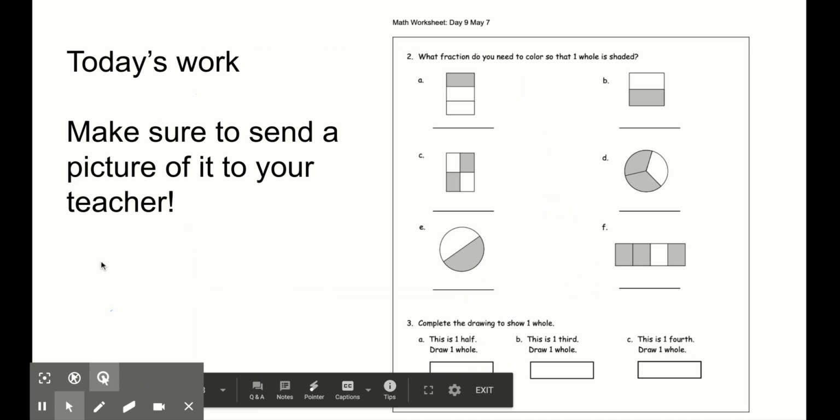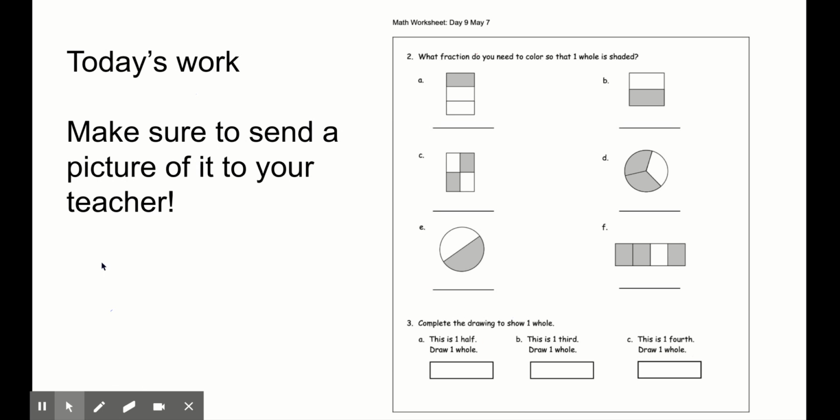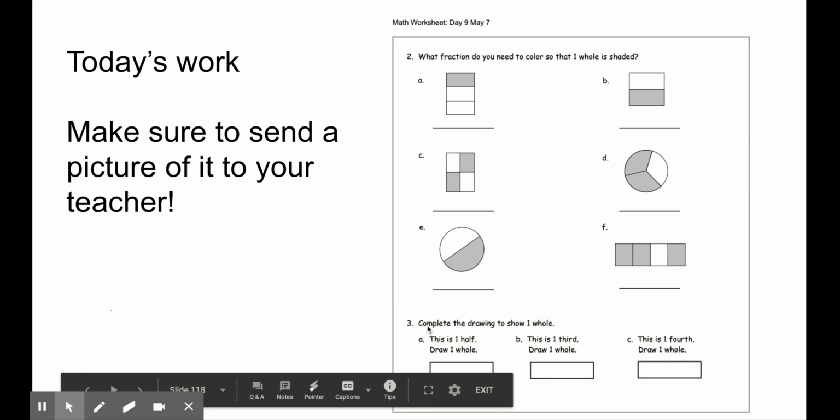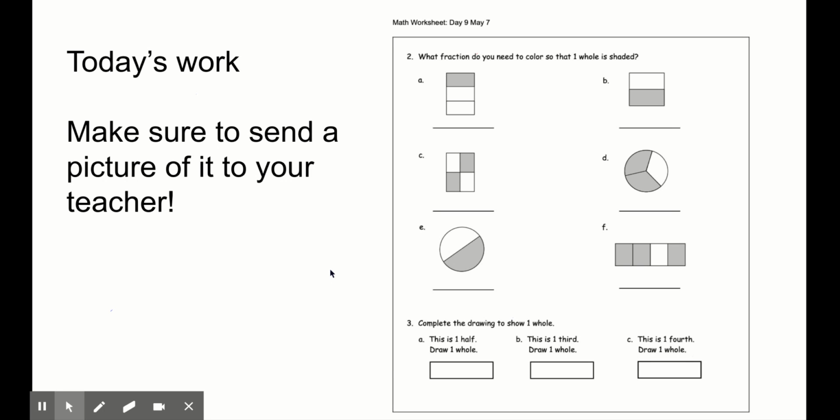Let's take a look at today's work. For your math worksheet, day 9, May 7th, you're going to identify what fraction you need to color so that the whole is shaded. Not what fraction is shaded, what fraction needs to be shaded. Then down here, you're going to complete the drawing to show one whole. So the first one says this is 1/2, draw one whole. We just did that.